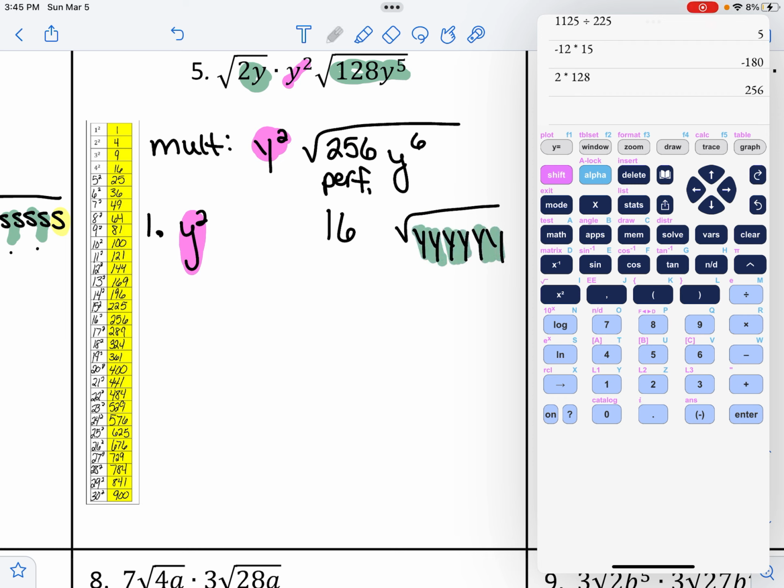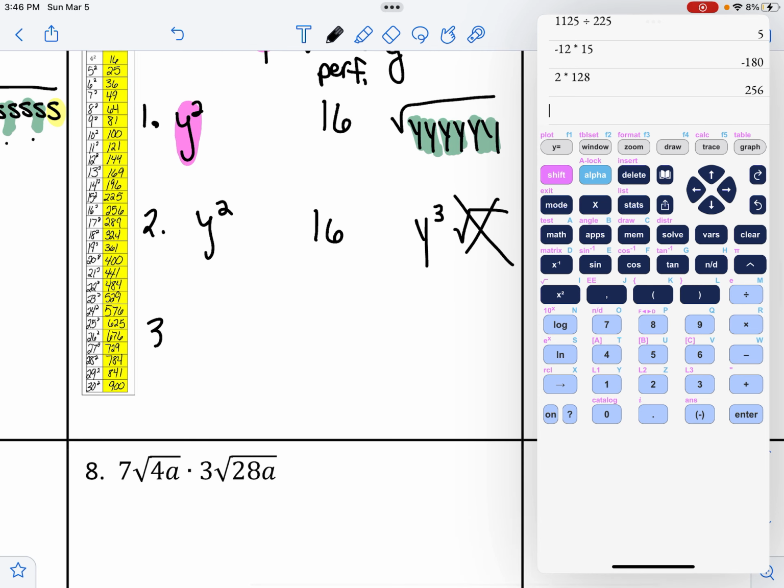Oh, no leftovers. So step 2, I'm going to put my y squared, and then my 16, and then I'm able to pull out 3 groups of 2, and I have none left over. So everything is on the outside. So when I write this final answer, the 16 goes first, and the y's become 3 plus 2 at the exponents. That's what we learned in chapter 7.